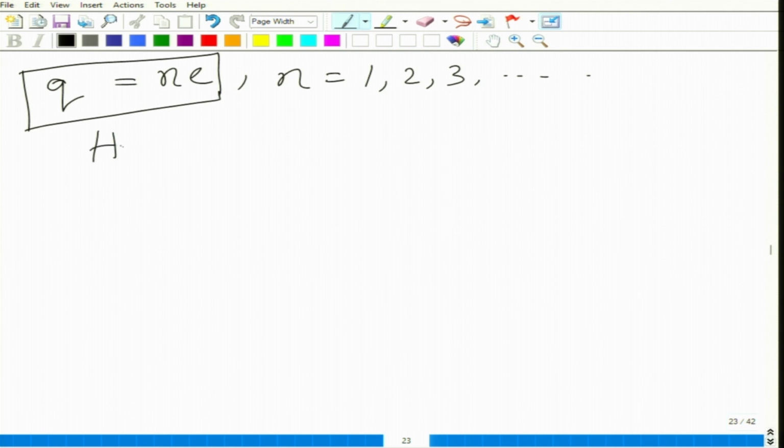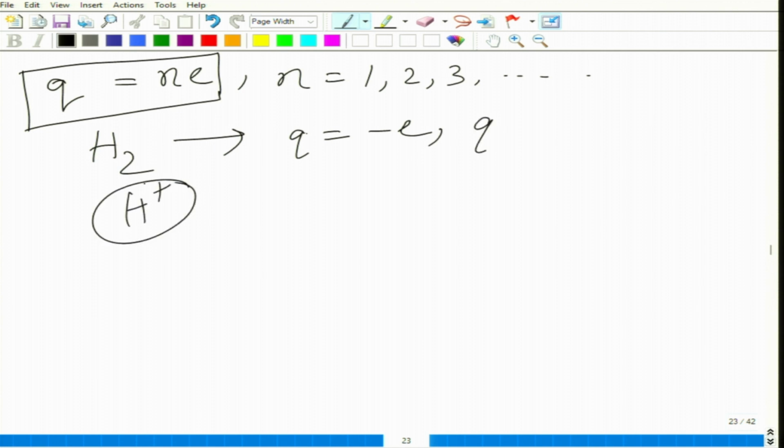But for hydrogen gas, the charge for each particle was obtained to be equal and opposite to the charge of the electron. That is, for hydrogen ion H plus, the charge was obtained as plus 1.6 into 10 to the power minus 19 coulomb. So, hydrogen ion was called proton.